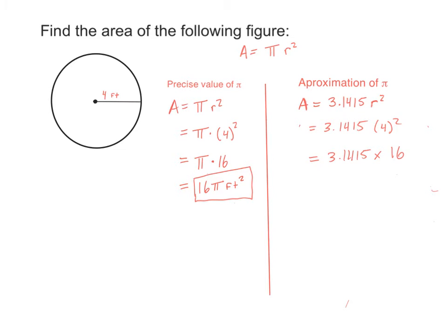16. Now the only thing you need to do is multiply 3.1415 times 16. You can actually do that multiplication, and I expect you to actually show me the whole work for this problem, and the answer is going to be 50.264 feet squared.